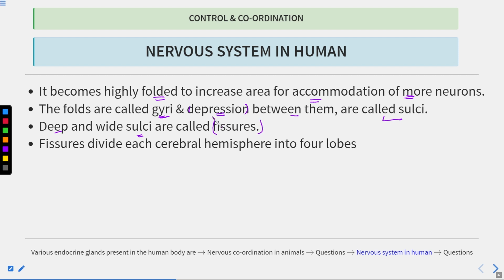Fissures are deep grooves, very deep grooves that divide the brain or the spinal cord into two hemispheres or two halves. So this is the role of the fissures. Now fissures divide each cerebral hemisphere into four lobes.